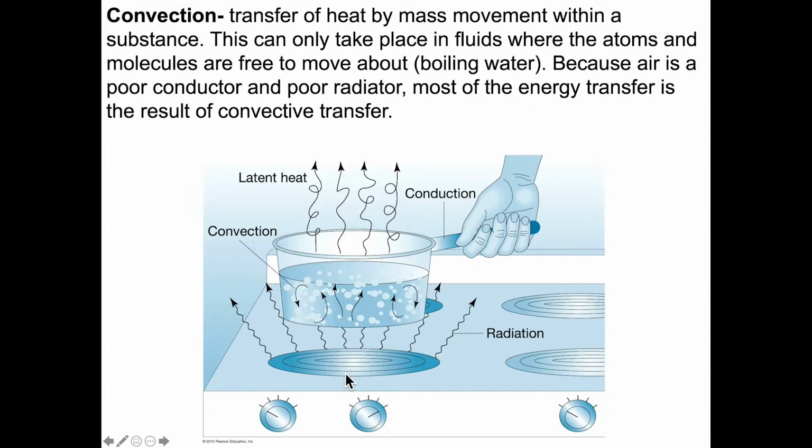Because air is a poor conductor and a poor radiator, most of the energy transfer is the result of convective transfer. So here we have a radiative surface, be it a hot coil in the case of an electric stove, or an induction surface in the case of an electrical induction stove. Now that works on a different principle, where the magnetic field reversal generated in a steel pan or a cast iron pan is transferred through conduction to the water molecules at the base of the pan, right at the interface between the pan bottom and the water above.